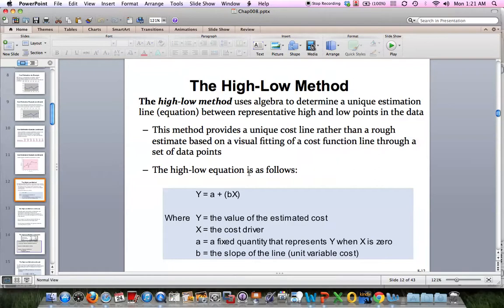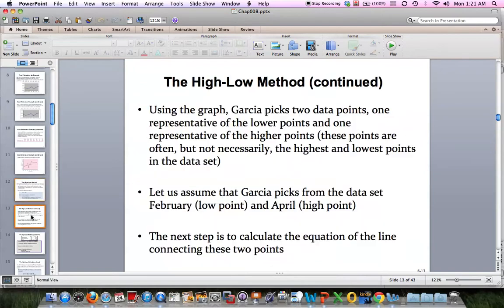And so the high-low method's right here, and this formula is right on the top of page 269. Y is the value of the estimated cost. A is the fixed quantity that represents Y when X is 0. And then B is the slope of the line. X is the cost driver. Now it looks kind of complicated, but I promise you it's really not that bad. Okay, and all he's going to do is look at his graph and pick two data points. One representative of the lower points and one representative of the higher points.